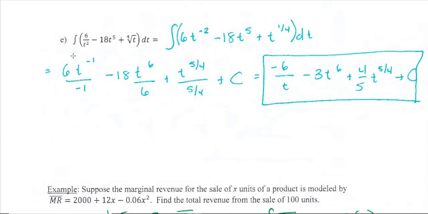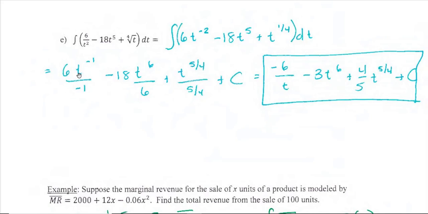All right, let's look at this example here. Same thing here. We don't have a rule when that t is going to be in the denominator, so we'll bring it up and give it a negative exponent. And we don't have a radical rule, so instead of the fourth root of t, we'll write that as t to the 1/4. So we're really going to integrate 6t to the negative 2 minus 18t to the 5th plus t to the 1/4, all with respect to t.